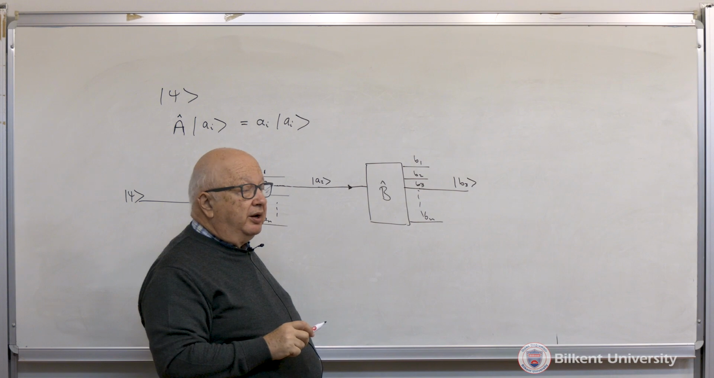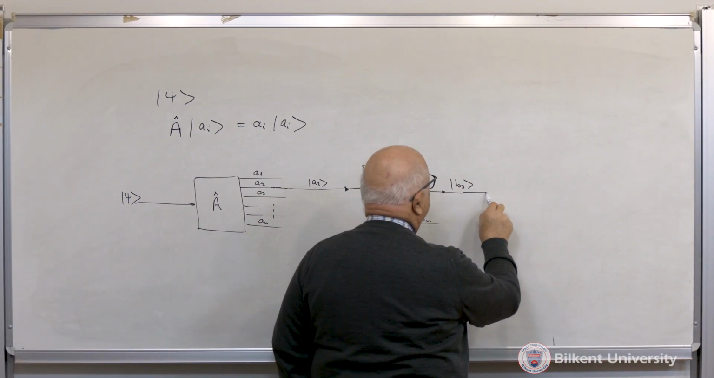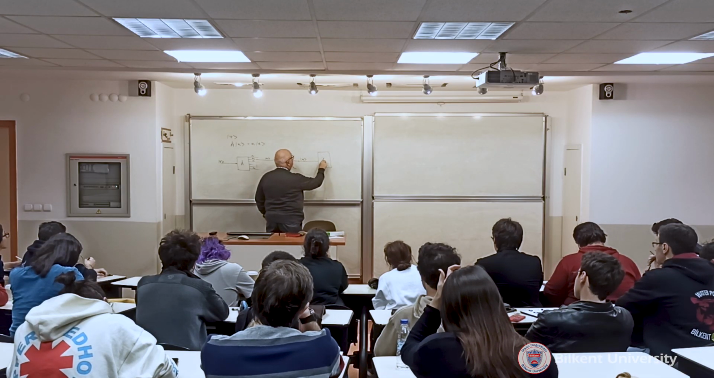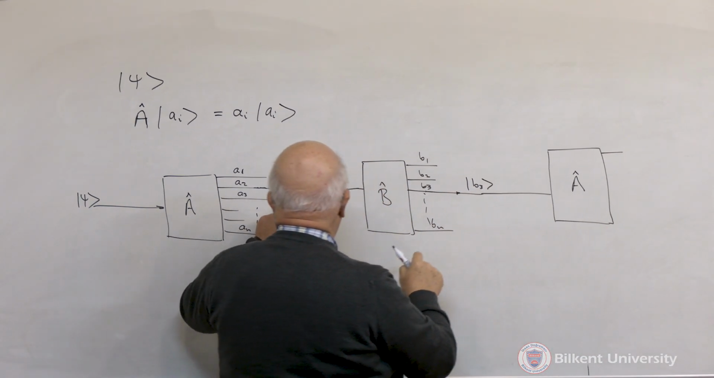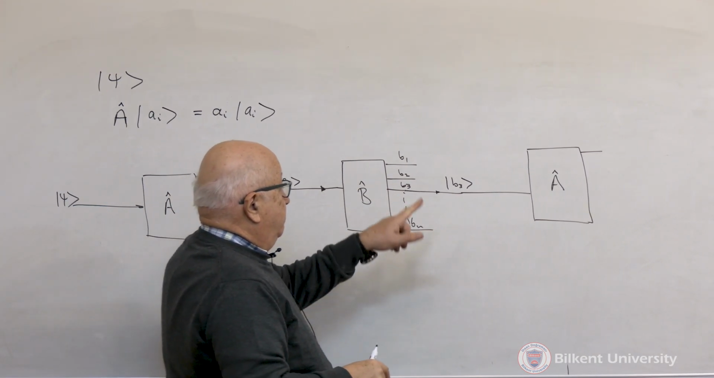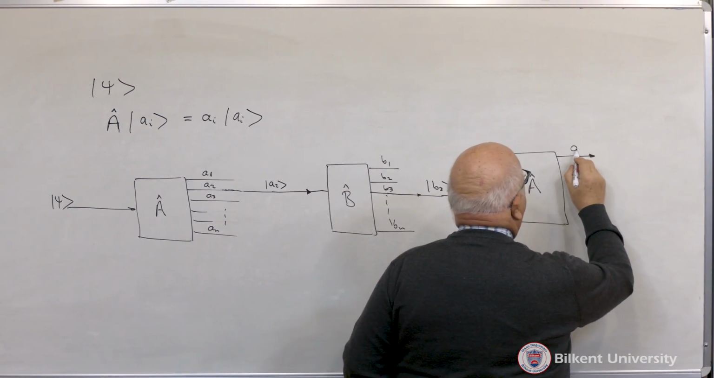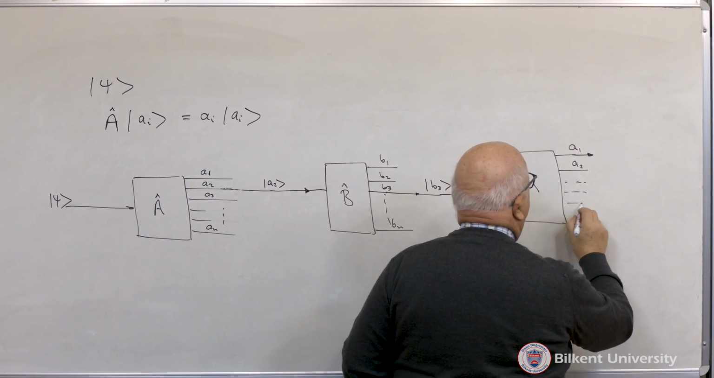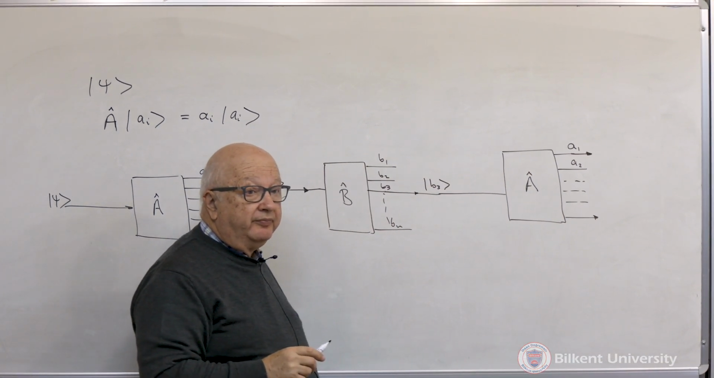Okay? Now, what happens if I now go back and measure A again? Okay, so I measure A again. Now, you see, I have lost this eigenstate. So I have, again, a probabilistic outcome, possibly A1, A2, etc. Okay, so all of these things are now possible.